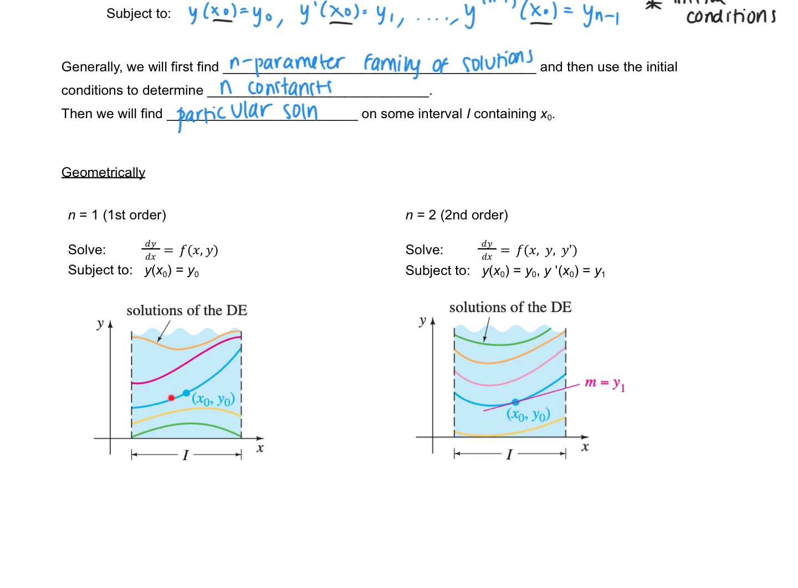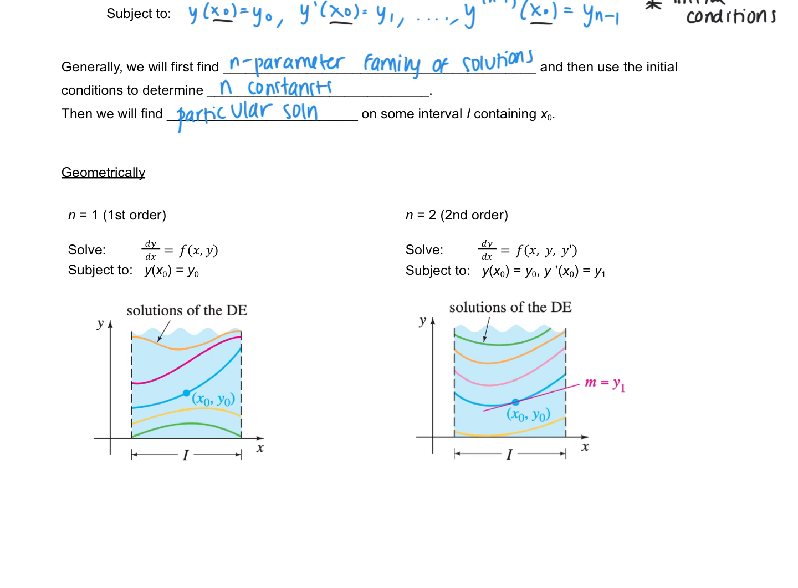All of these curves in different colors are solutions of the differential equation, based on different values of the arbitrary parameter C. Then we look at which curve goes through our initial condition. You'll see that the one in blue is the curve that goes through our initial condition and is contained within the interval I. So we would first be solving for this family, and then looking at which curve in the family goes through our initial point.